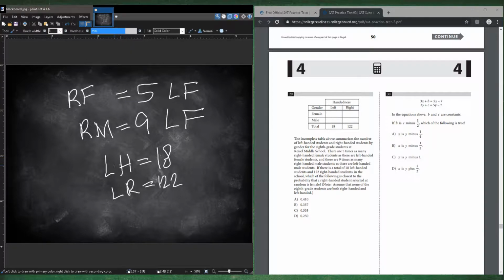So based on the information here, we have right-handed. Let's just draw this in chart form so it'll be easier to understand.